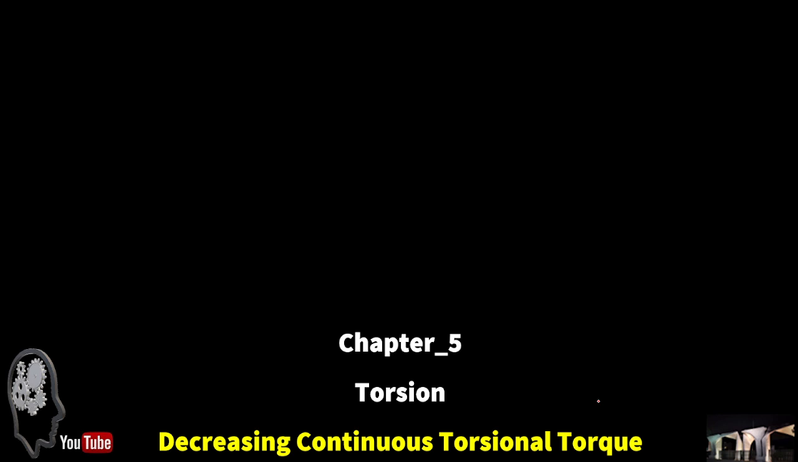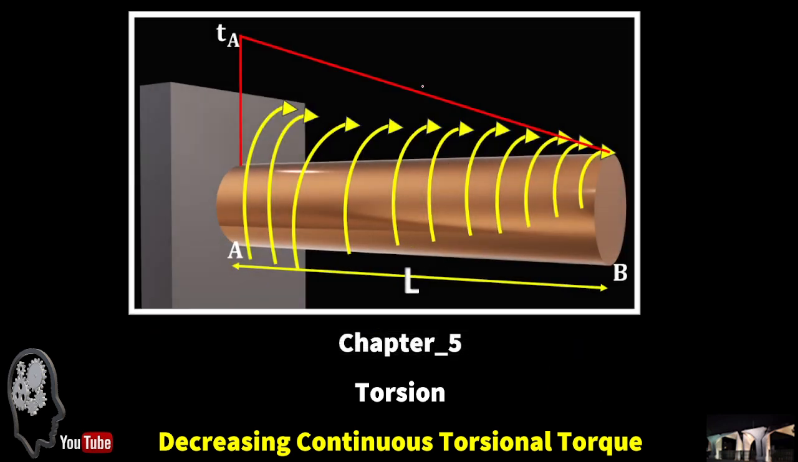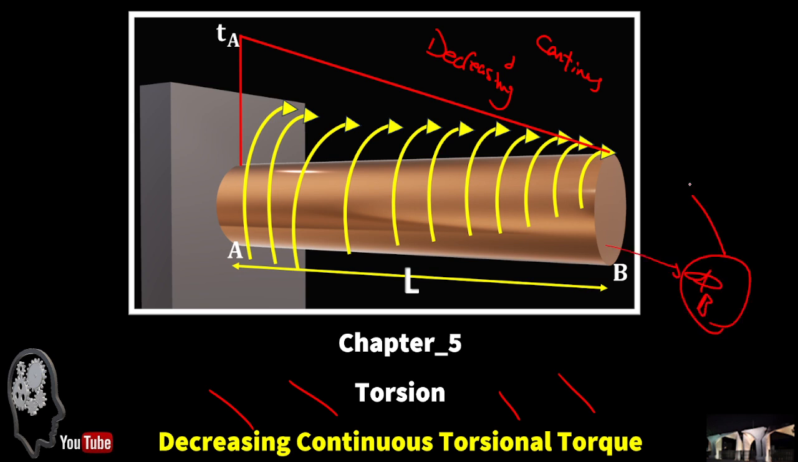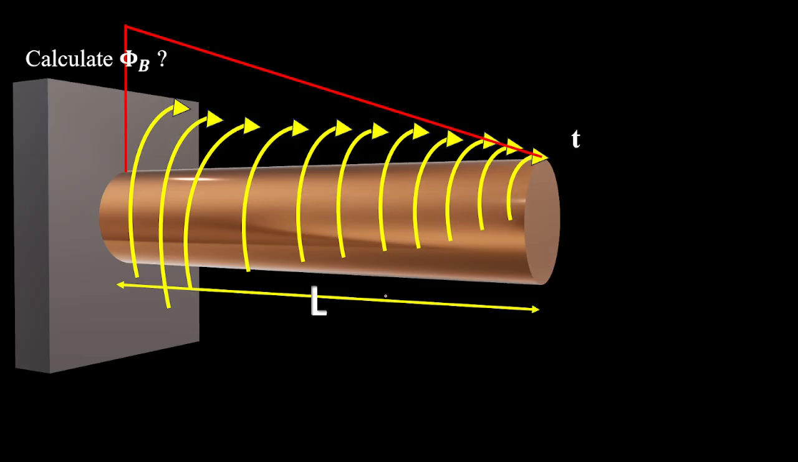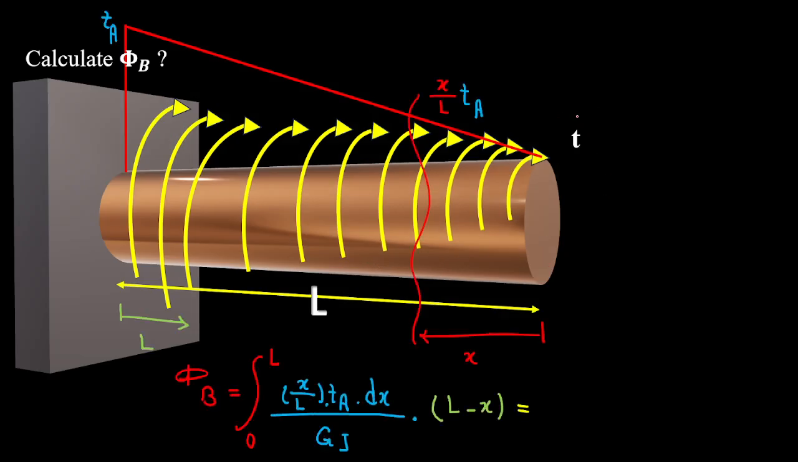And then what if we have a decreasing one? This time we want to see the effect of a decreasing continuous torsional torque, and we want to calculate the angle of twist at the free end B. This time, again, due to simplicity, if we take our element from the free end B, the intensity of torsional torque at the length of x is what you can see, x over L times TA. It doesn't matter if it's T or TA.